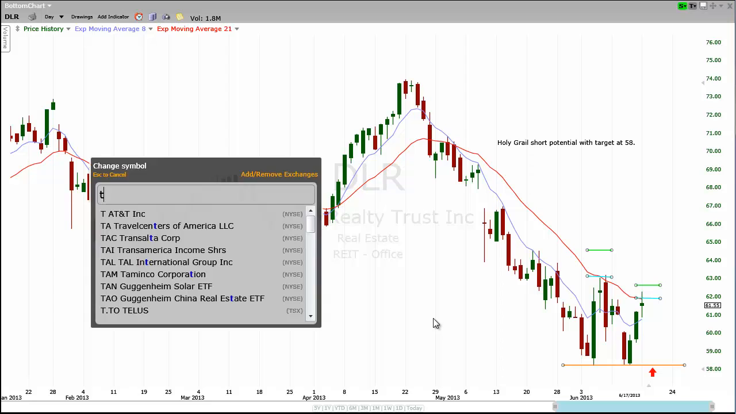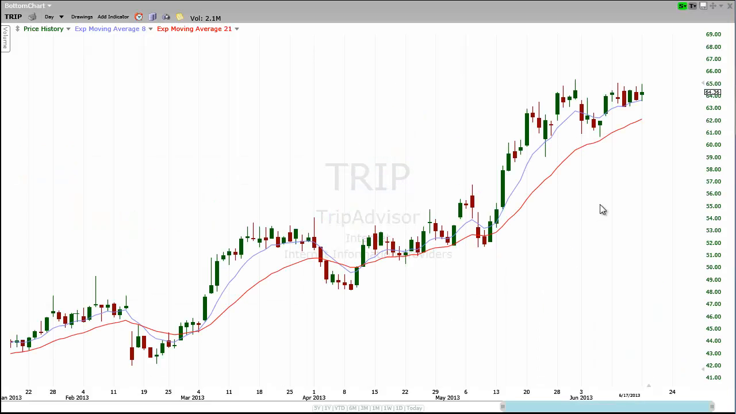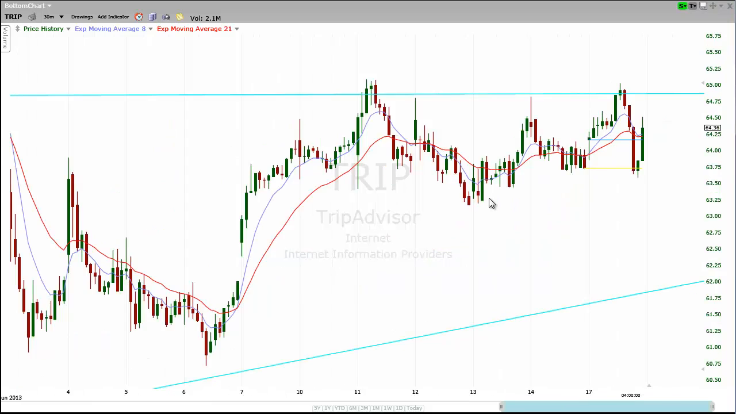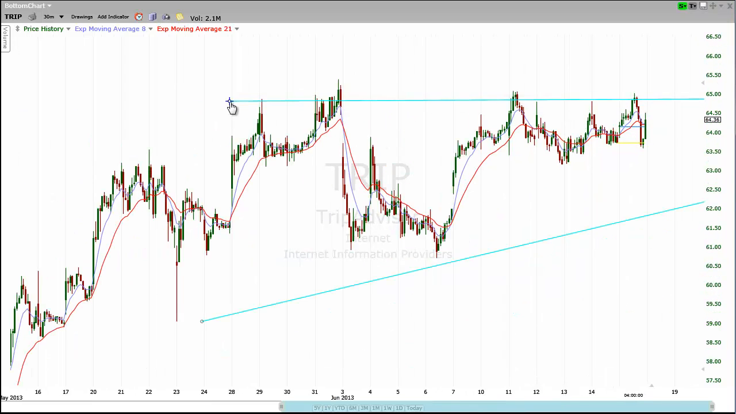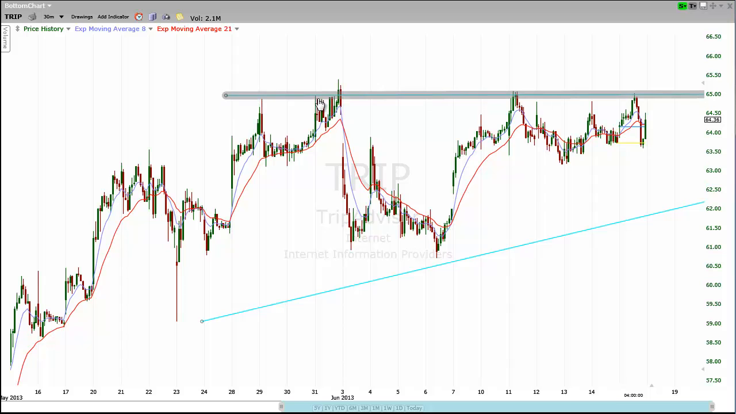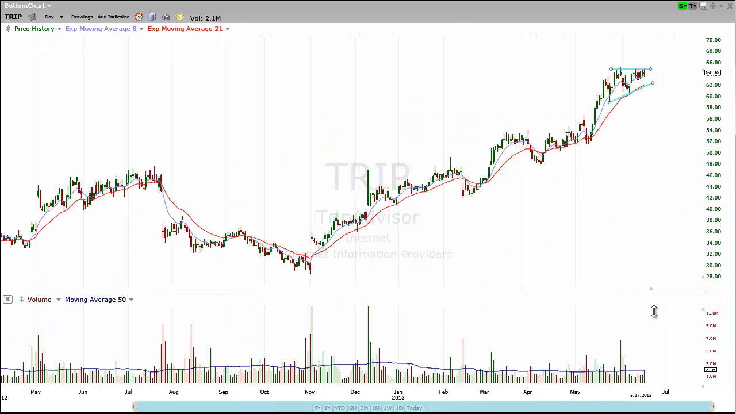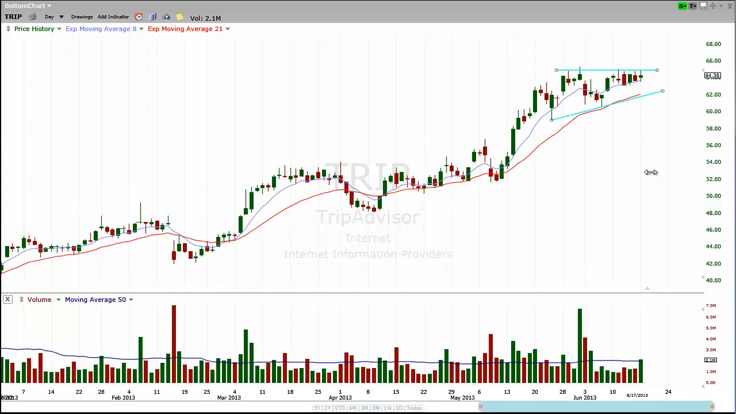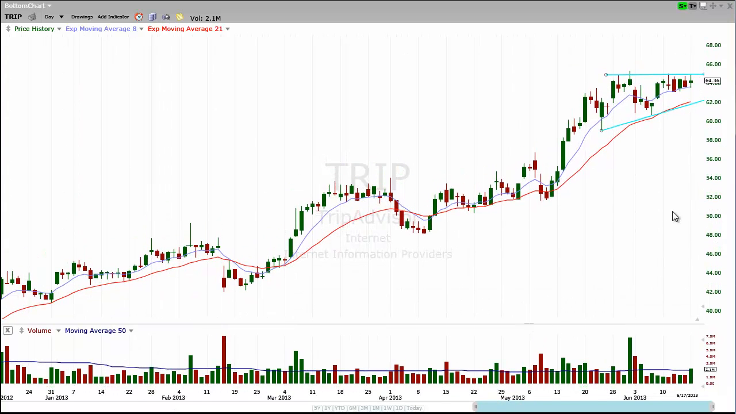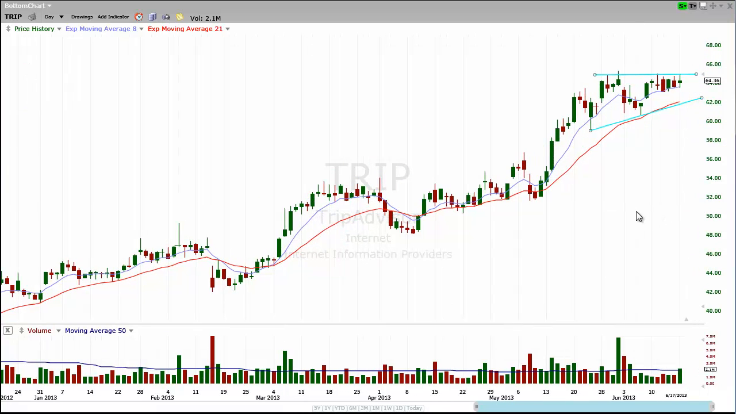Okay. Next is TRIP. Not too bad. Kind of an ascending triangle here. Whoops. Bit of a resistance area there. Maybe able to, kind of ugly, but maybe above 65 with above average volume would be a decent play. So something to keep an eye on.